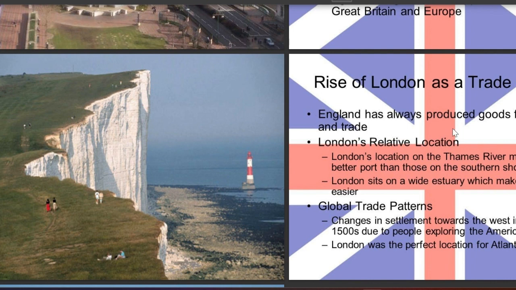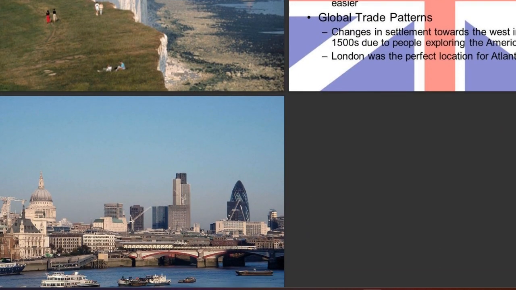England has always produced goods for trade. London's relative location on the Thames River makes a better port than those on the southern shore. London has a wide harbor, which makes shipping easier. Global trade patterns. A change in settlement towards the west in the 1400s and 1500s, with people exploring the Americas. London was the perfect location for Atlantic trade.